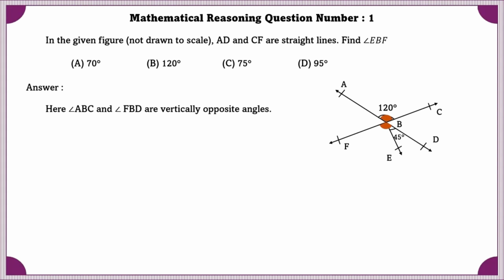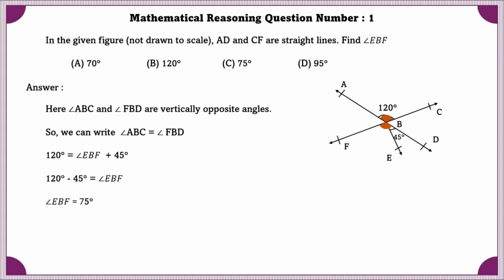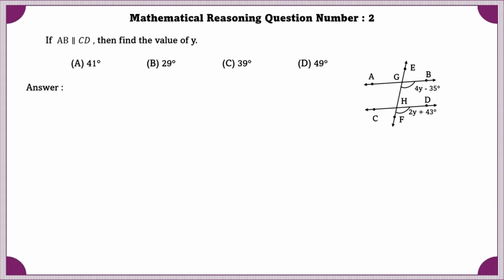Here, angle ABC and angle FBD are vertically opposite angles. So, we can write angle ABC is equal to angle FBD. Angle ABC is equal to 120 degrees, which is equal to angle FBD. Now, we can split angle FBD into angle EBF plus 45 degrees. Using this, we can find the value of angle EBF, which is equal to 75 degrees.